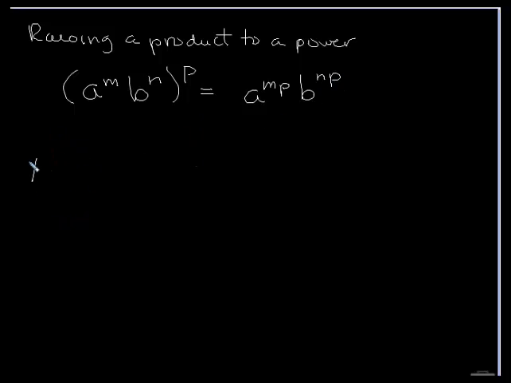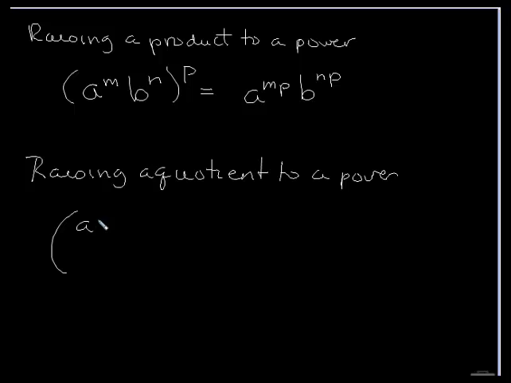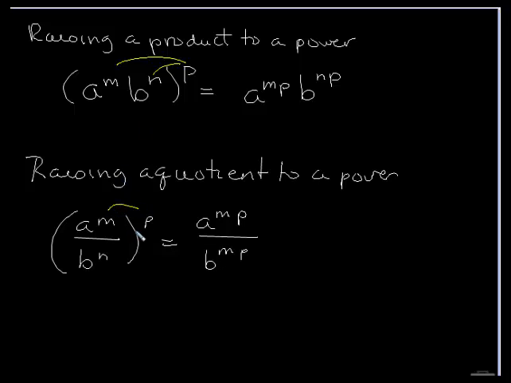And then the last one I have was raising a quotient to a power. So for example, if I have a to the m over b to the n and I raise it to the p, I'll have a to the mp over b to the np. So this is kind of a distribution. You're distributing the exponent. And those are the laws of exponents.